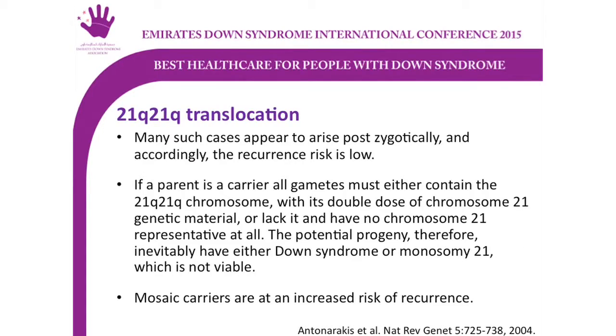The fertilized egg will not survive. But in this situation, if the mother or the father is a carrier for the 21 translocation, then all their offspring will be affected with Down syndrome. But sometimes this translocation happens de novo in the child with trisomy 21.